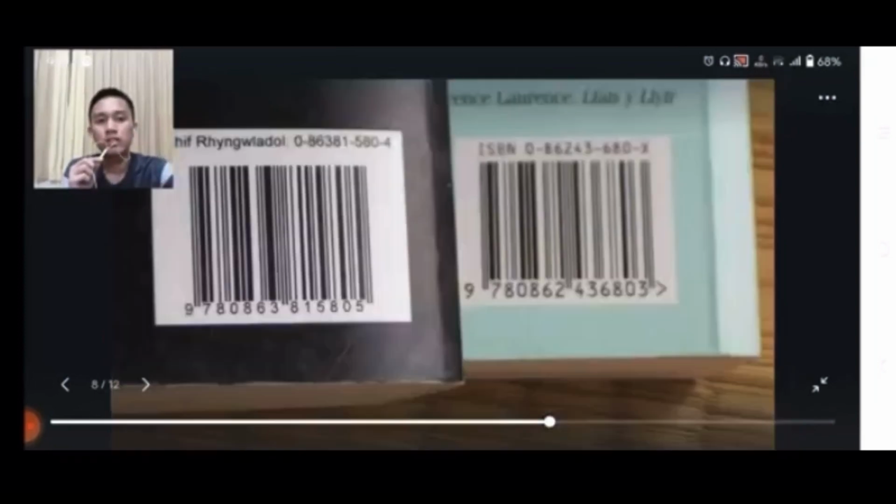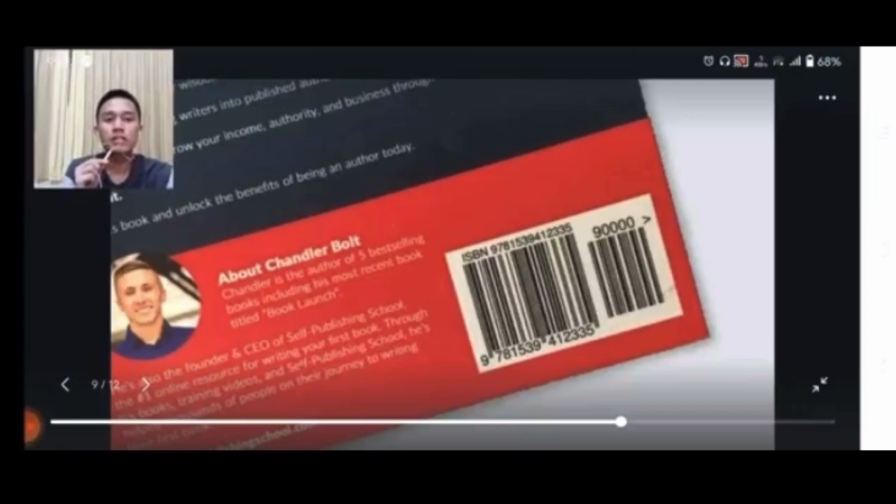So this is where we can see ISBN numbers. Usually we can see them at the back cover of a book or books. In every book there is a different ISBN number because it signifies their uniqueness from other books.